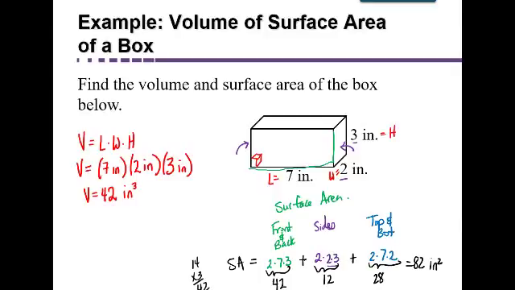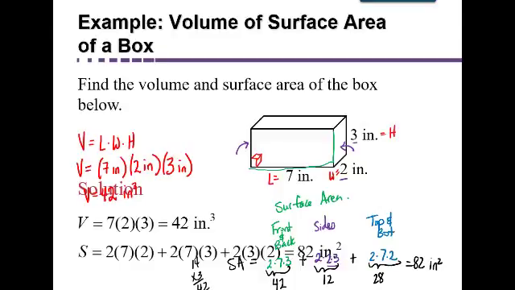So that's how you find the volume and surface area of a rectangular prism, which is just a box.